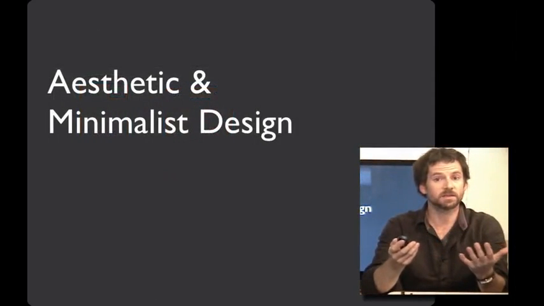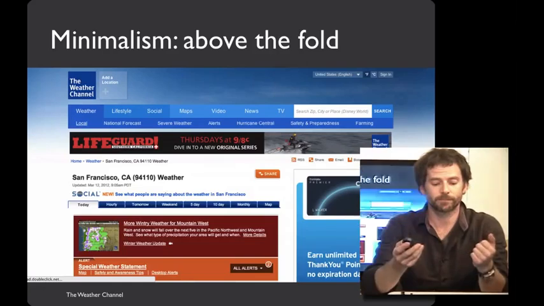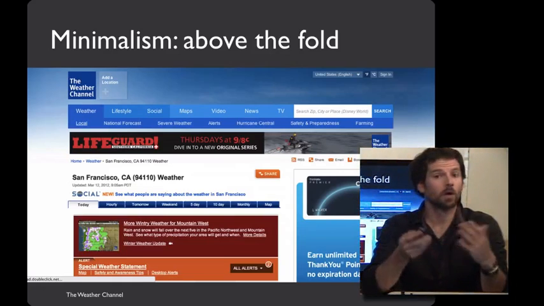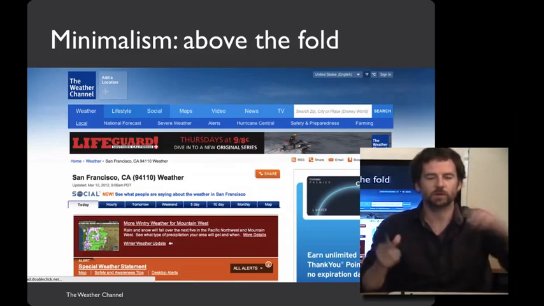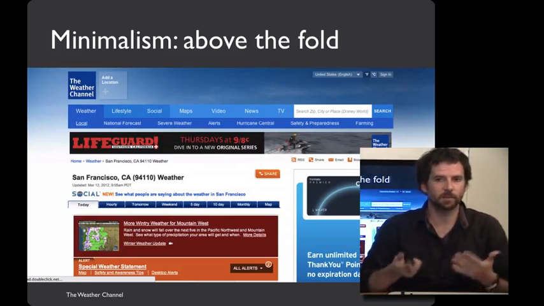Our eighth heuristic is aesthetic and minimalist design. When people view your web page, for example, they're viewing it on a screen, and so they see not the entire page, but one screen's worth at a given time. What they see is what's called above the fold.